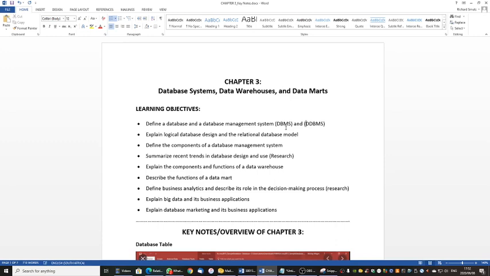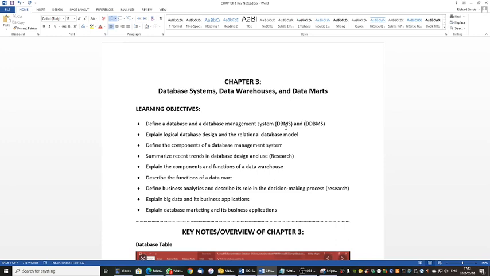Today we're covering Chapter 3, which is database systems. What are they? Data warehouses, what are they? And data marts, what are they? Today is a fairly simple lesson, and I hope we can cover this short and quick so that we don't use your data.